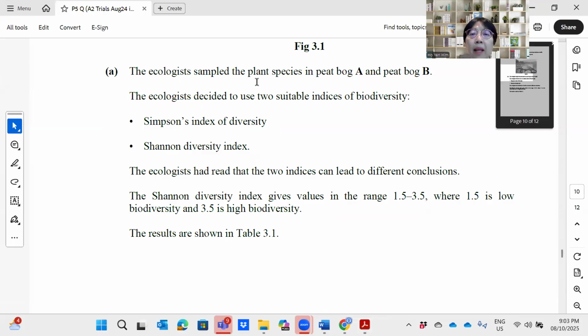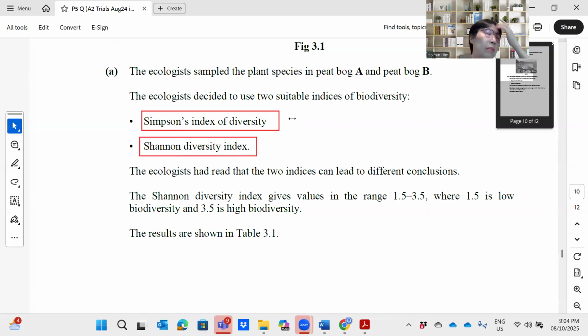So the ecologist sampled plant species in peat bog A and B, and they decided to use 2 suitable indices of biodiversity. Oh, I like this question very much. So we have learned Simpson's index of diversity, but now they introduced to you another type of index that can be used to measure biodiversity. And then you learn that biodiversity can be studied in 3 levels: ecosystem diversity, species diversity, and genetic diversity. And in terms of species diversity, there are 2 things we can measure.